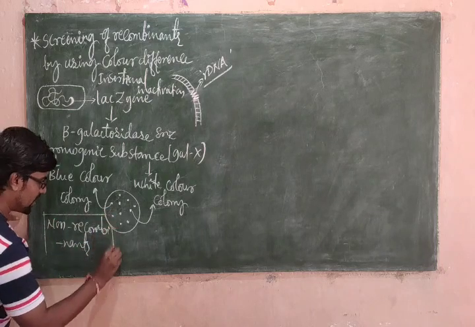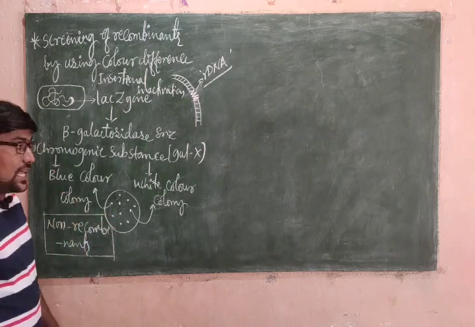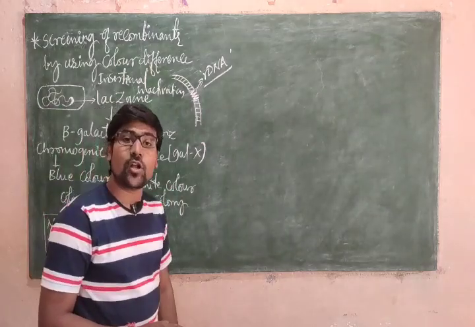So non-recombinants. If white color colony is produced, why did the white color colony come?